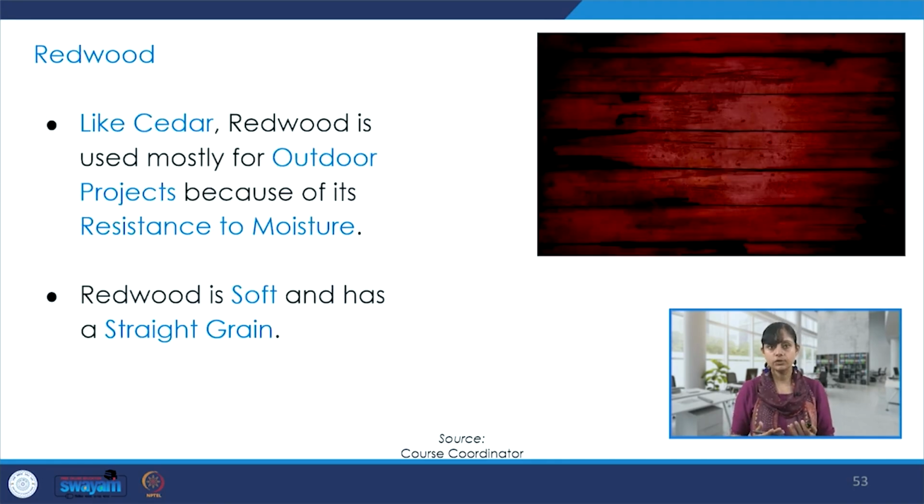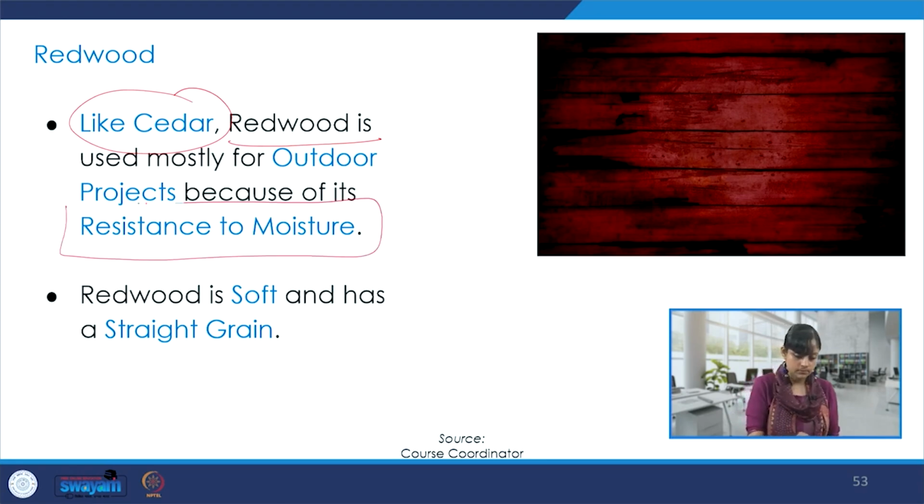Then there is redwood. So just like cedar, redwood is also very commonly used for outdoor projects, again because of its resistance to moisture. It's very important because when we use timber as a material, there is a threat from moisture, from termites, and a lot of issues that one has to take care of on the ground while working with this material on the projects.